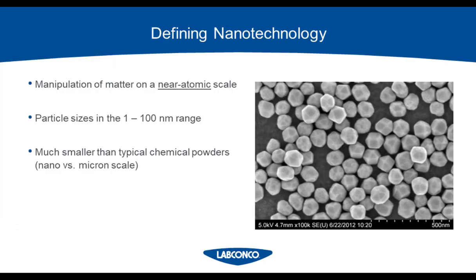So nanotechnology can be defined really by looking at the size of the items that you might be researching, or maybe a process that you're carrying out is producing. But typically we think about nanomaterials as being in the 1 to 100 nanometer range. And these are materials that are a lot smaller than traditional chemical powders. So if you were to look at a pharmaceutical powder or chemical powder, they're typically going to be significantly larger than nanomaterials.